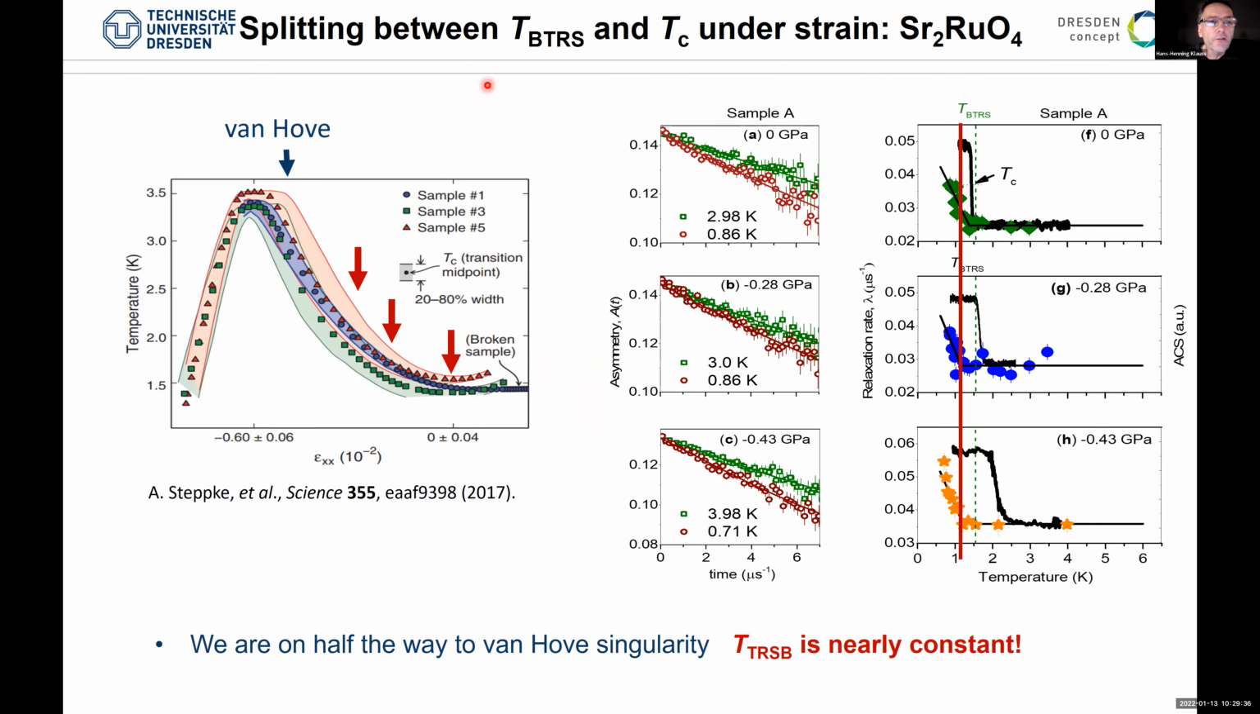So, and here are the results. I will plot it in the way you will see, where's my pointer here? On the left in the middle, you see the μSR spectra. Above TC is the green line. You see some weak relaxation as a function of time. And then if you go into the superconducting state, or below the time reversal symmetry breaking phase, to be more exact, you see a stronger relaxation. And on the right side, you see this relaxation rate, for example here at zero strain, the green points.